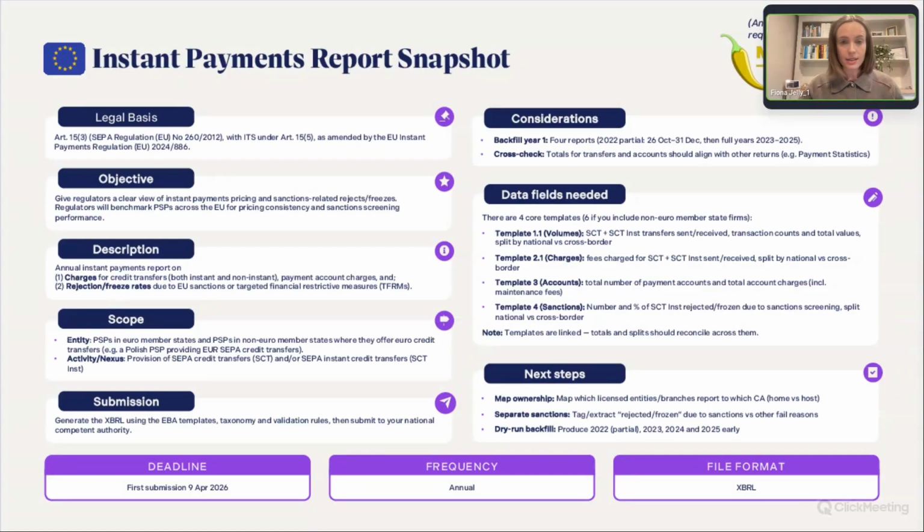And then just a quick note, these templates are linked on things like totals and splits, so those should reconcile. So what are your next steps to get ready for the instant payment reporting, if that applies to you? Well, you'll need to map and assign ownership.